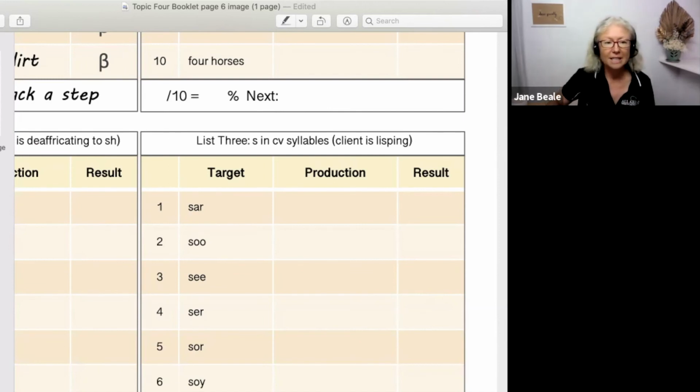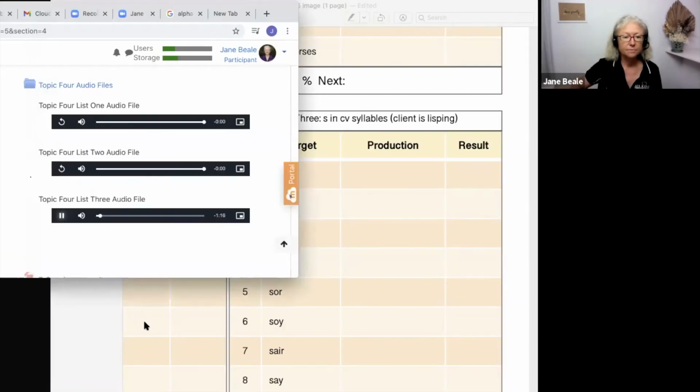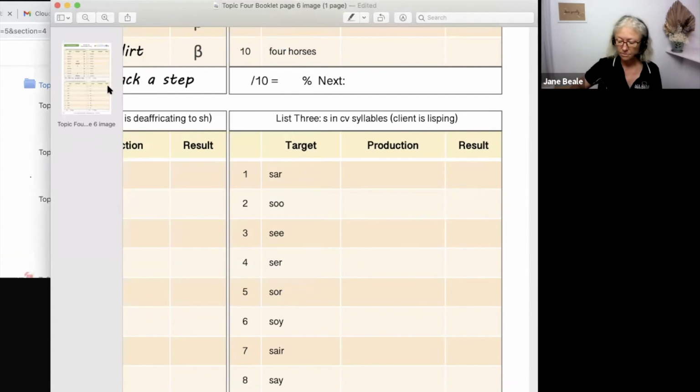All right, I'm going to play it straight away again, and I'm going to do the answers this time. The first time I'm going to do it by just putting a TH, just the letters TH, and then I'm going to do it one more time and I'll use the theta symbol. List 3 on page 6 of the topic 4 booklet. In CV syllables, and the client is lisping. So the client is making a sound like the TH, voiceless.